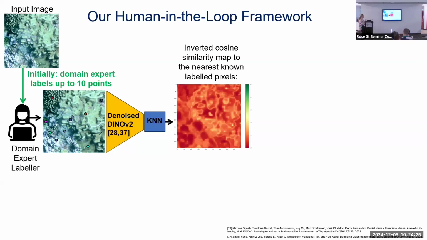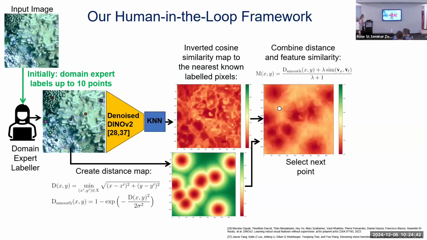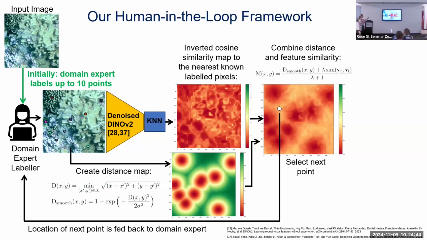So we use cosine similarity to our nearest known pixels. And that shows us the area in the image where it's most unknown. And then we can use that in combination with the distance map. So we don't want people to keep labeling in the same area in the image. We want to encourage a bit of exploration as well. And together we can then propose the next location for our expert to label.